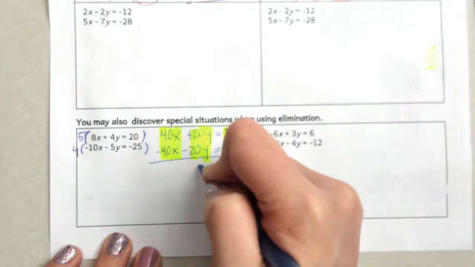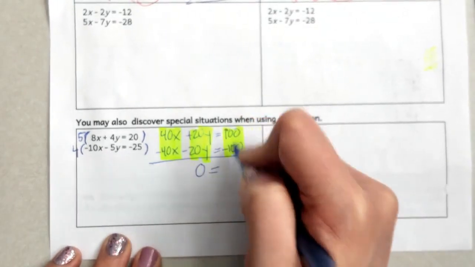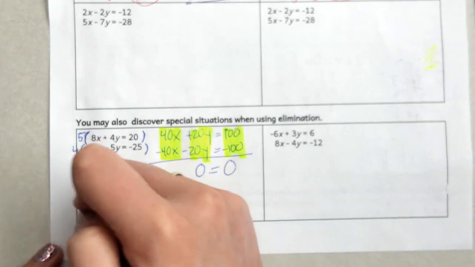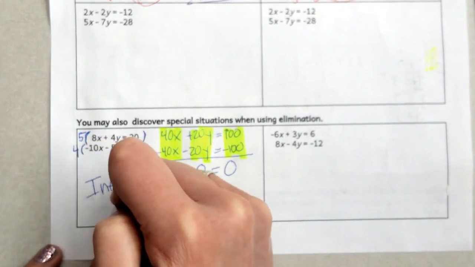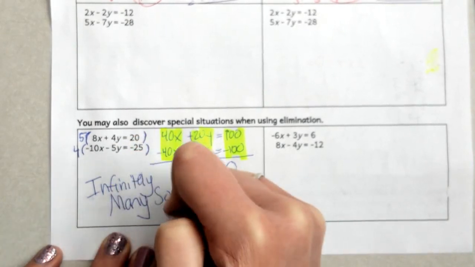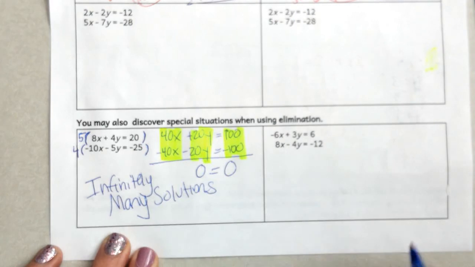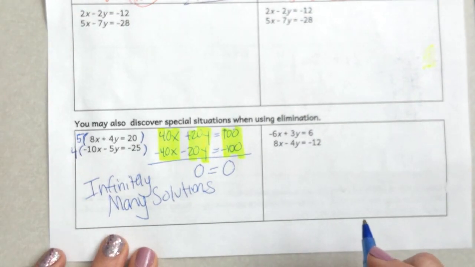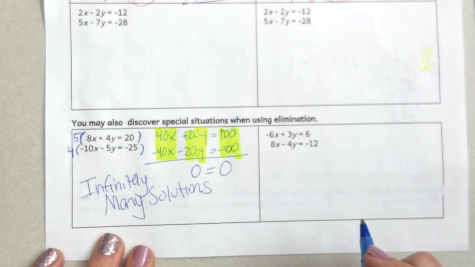That means this side is left with 0, this side is left with 0, and 0 is equal to 0. That means it's infinitely many solutions. Remember, on a graph, that would be that they have the exact same slope, the exact same y-intercept, they are the exact same line. Okay?